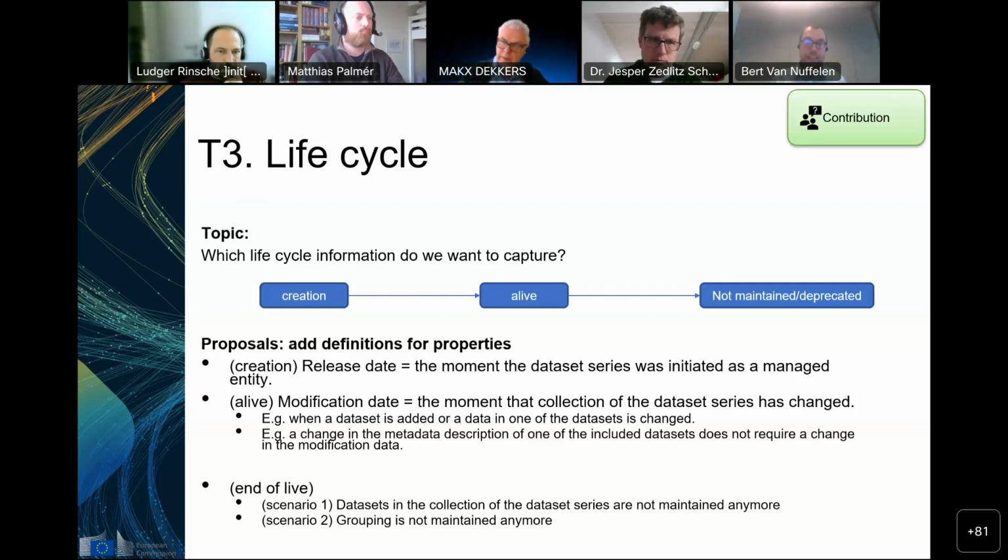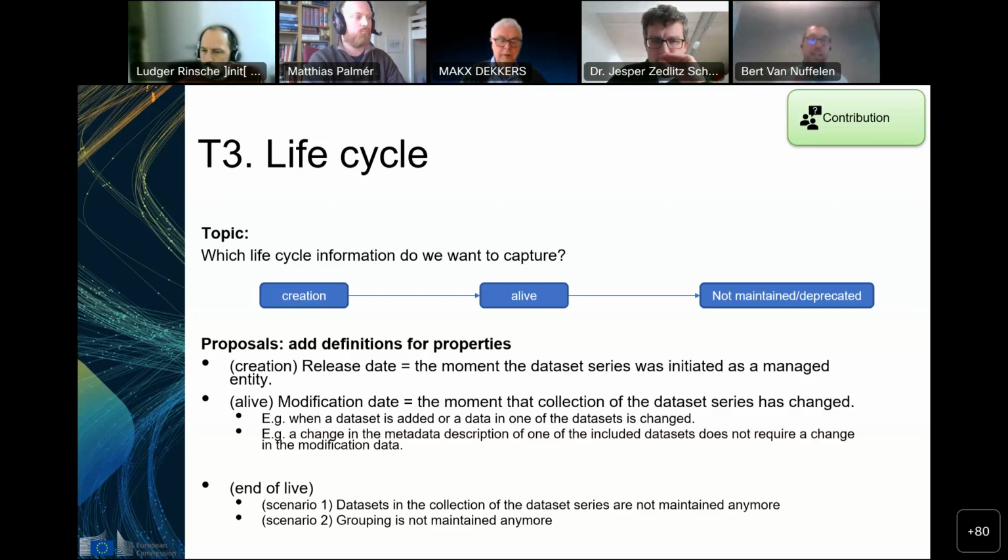and there I wanted to make it more precise. The proposal is as follows: we indicate with the modification date of a dataset series the moment that the collection of the dataset series is changed. So when you add a new dataset or remove a dataset from it, when the collection is actually changing. It's not when one of the datasets in the collection itself is changed, but when the collection is changing. Then the modification date of the dataset series is changed.